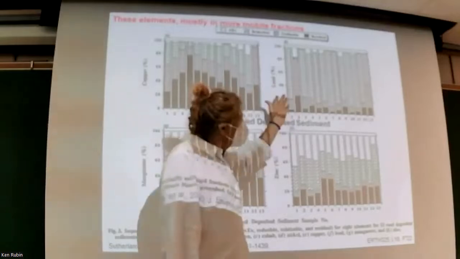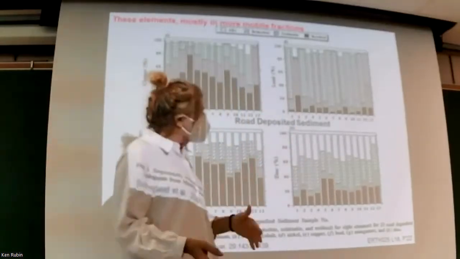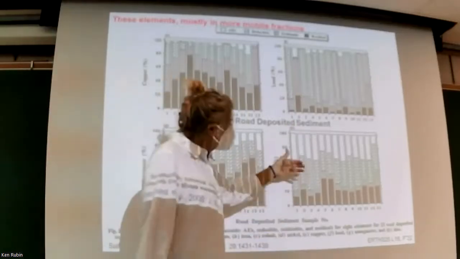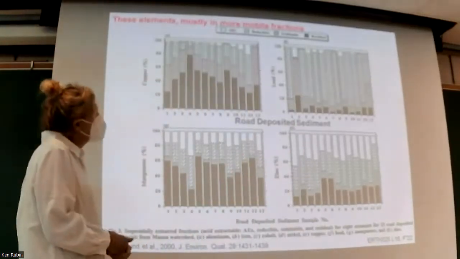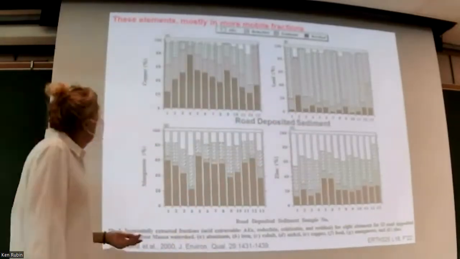And you can see for yourself that some of them, like for instance zinc, are split roughly 1/3 exchangeable, 1/3 reducible, and 1/3 detrital. But I'm speaking in broad generalities. Whereas the lead is almost all part of the reducible fraction.